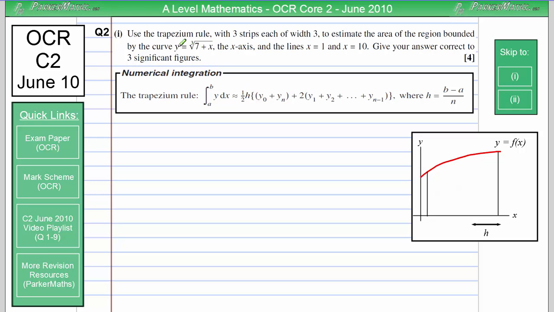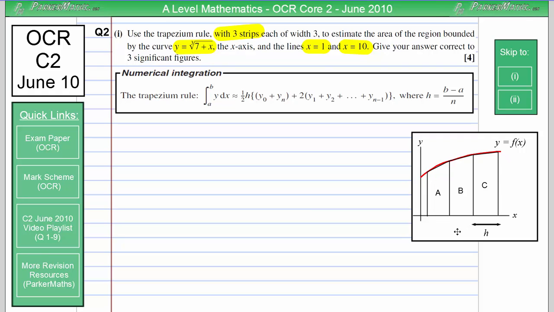So we've got our function y equals the cube root of 7 plus x, and it's going to be bounded by the lines x equals 1 and x equals 10, and we're going to split it up using 3 strips. I've drawn a sketch of the curve over here. You don't need this to answer the question, but it might help you to understand what's going on. So it's split into 3 strips. That's going to look something like this. And we're going to find the area of each of these trapeziums, and that'll give us an approximation for the area underneath the curve.